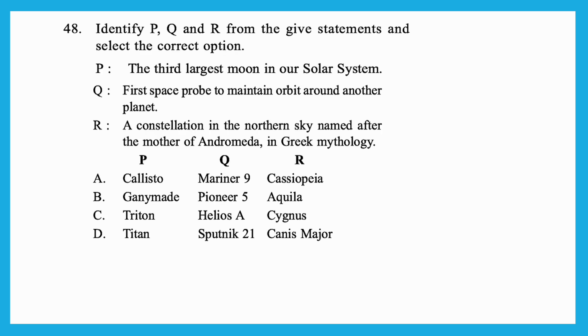Question 48. Identify P, Q and R from the given statements and select the correct option. P. The third largest moon in our solar system is? The answer is Callisto. Q. First space probe to maintain orbit around another planet? The answer is Mariner 9. R is a constellation in the northern sky named after the mother of Andromeda in Greek mythology. The right answer is Cassiopeia. So for us, the correct option should be option A.